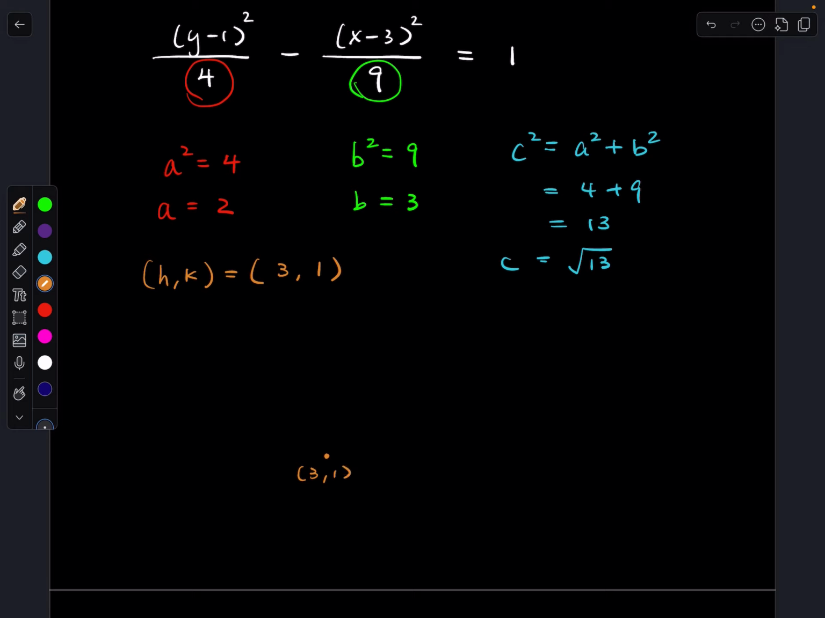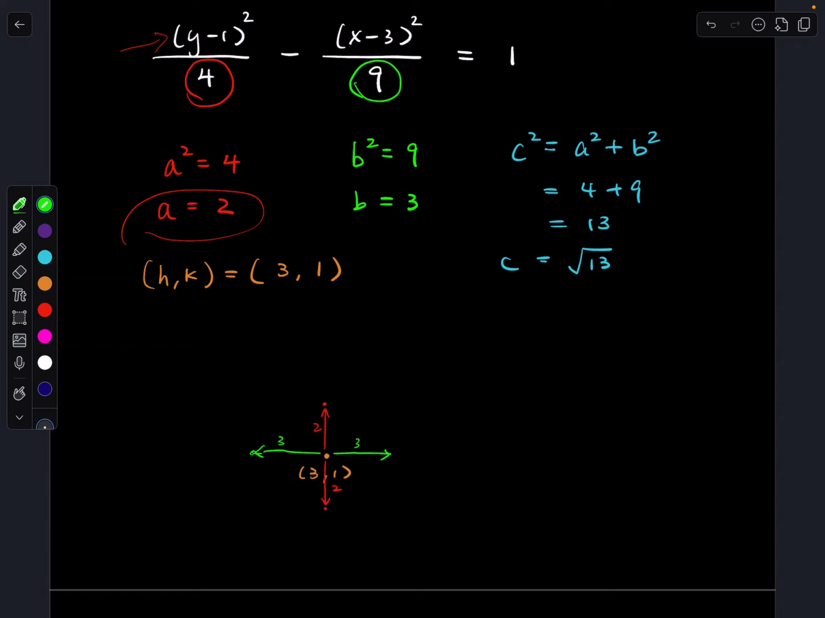A is 2. So you're going to go 2 in the y direction because y is in front with the a squared. So you're going to go up and down 2. So up 2, down 2. You're going to have 2 points right here when you go up and down 2. And notice how I labeled the 2 right here because I might need to use it later. So that's 2. Now the b value is 3, which is under the x, so you're going to go horizontal 3 and 3. So 3 on the right and 3 on the left.